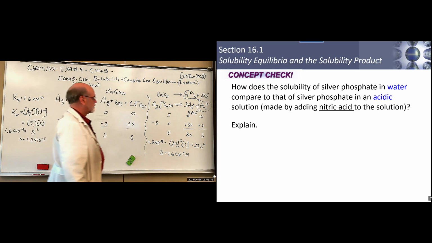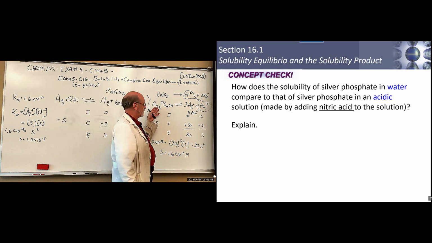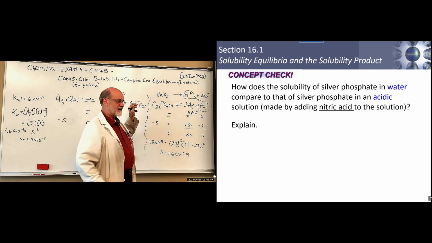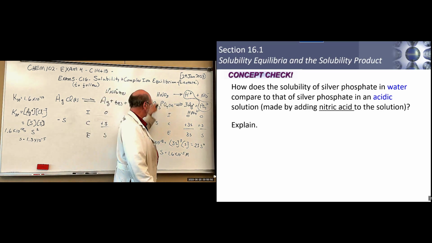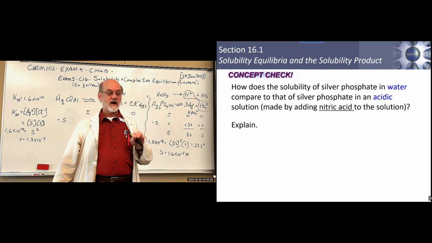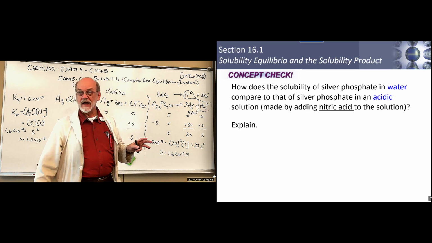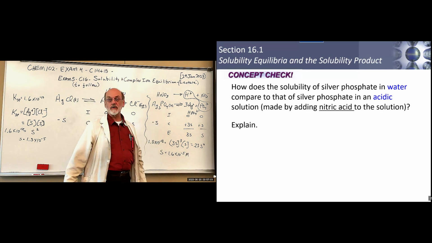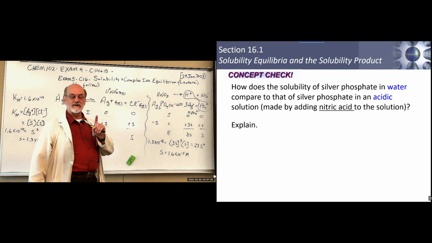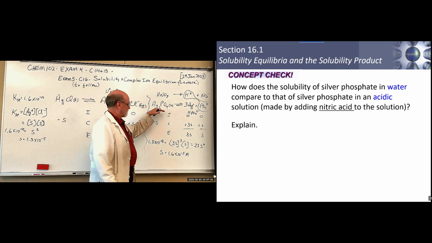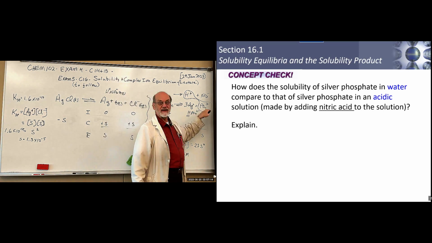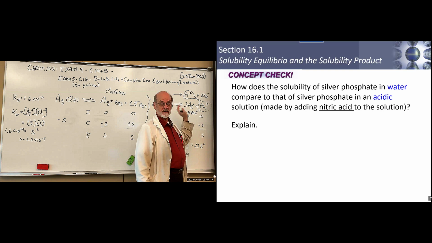And that's true for any solid in aqueous solution: if the anion of that salt is a strong base, then all you have to do is add some acid and it will increase the solubility. Okay, that's one way to increase solubility: if the solid will dissociate into a cation plus a strong base, then adding an acid will always increase its solubility.